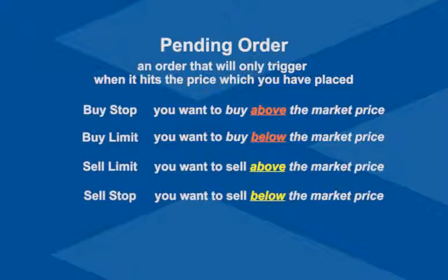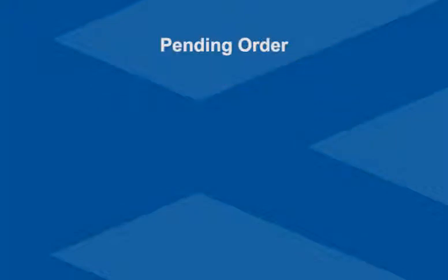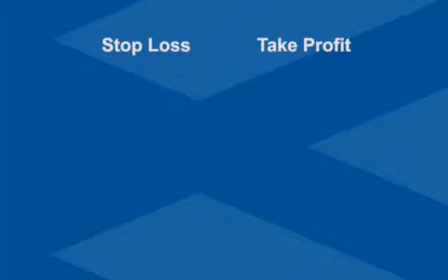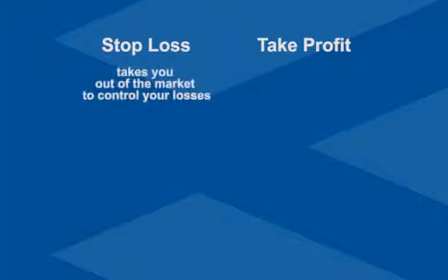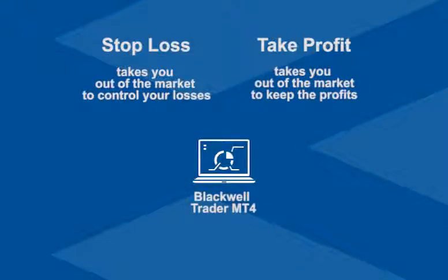Basically, with the pending order, you do not have to stare at the screen all the time to execute your desired order. You can set a predetermined level to do so. Branching out from that are the stop loss and take profit orders. These are also types of pending orders to take you out of the market when the market reaches a certain price. Stop loss takes you out of the market to control your losses, and the take profit takes you out to keep the profits. Using the Blackwell Trader platform, you can place a stop loss as tight as 1 pip from the market price. This gives you increased flexibility for you to manage your risk, unlike other platforms.